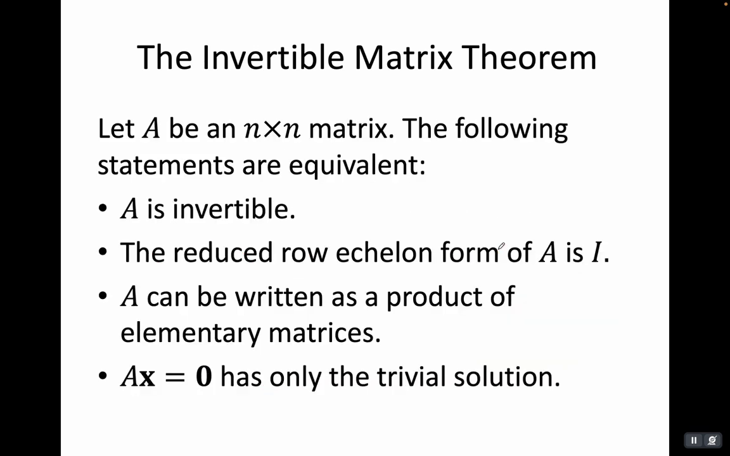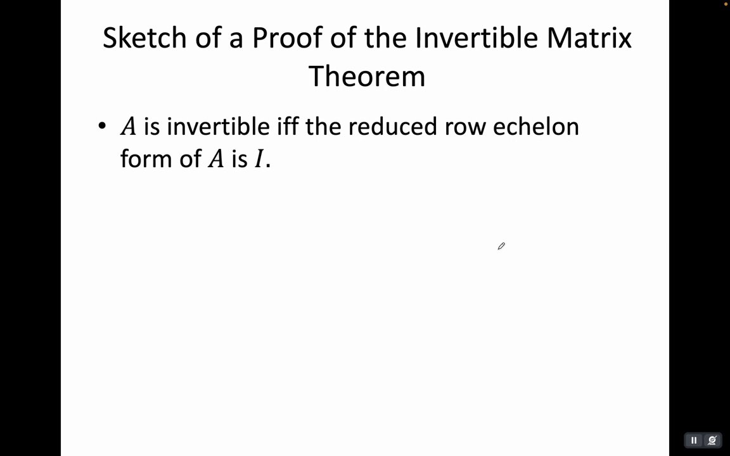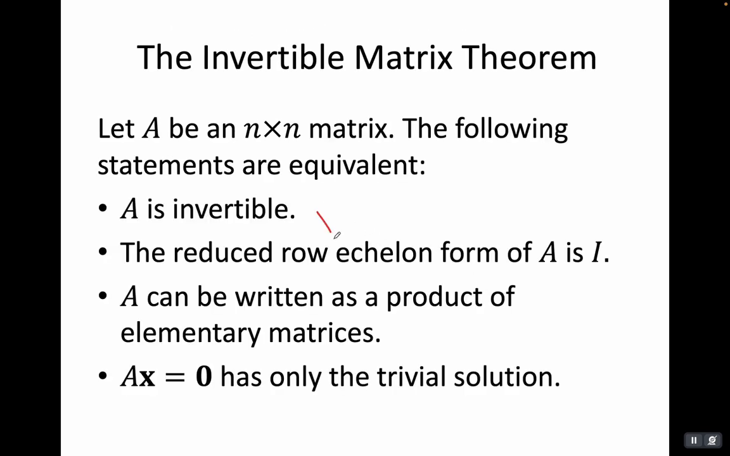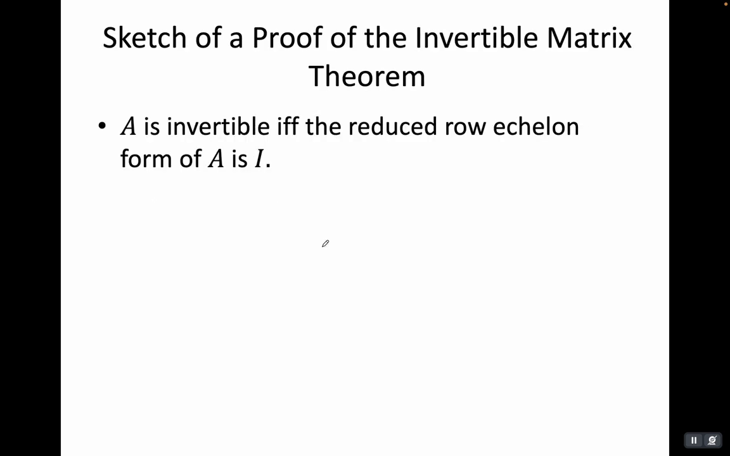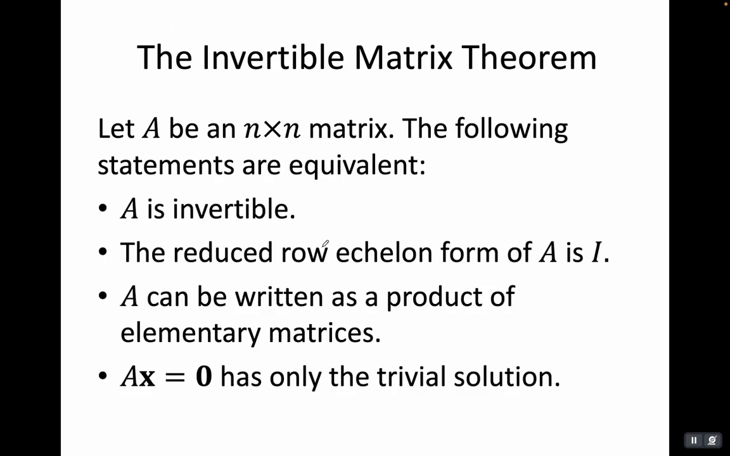So again, here's the invertible matrix theorem. What we're going to do is sketch a proof of this. We're going to show that A is invertible if and only if the reduced row echelon form of A is I. So in other words, we're going to show that these two are logically equivalent, that the first one is true if and only if the second is true.